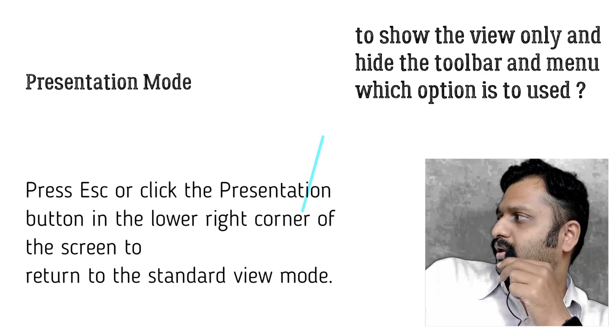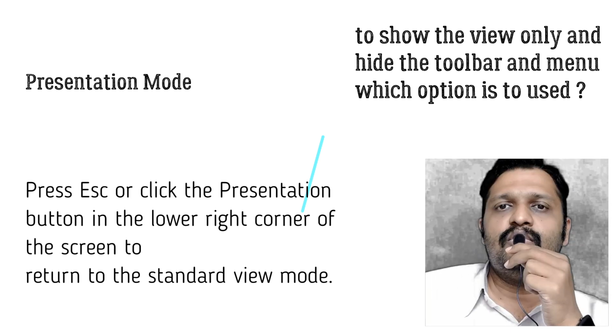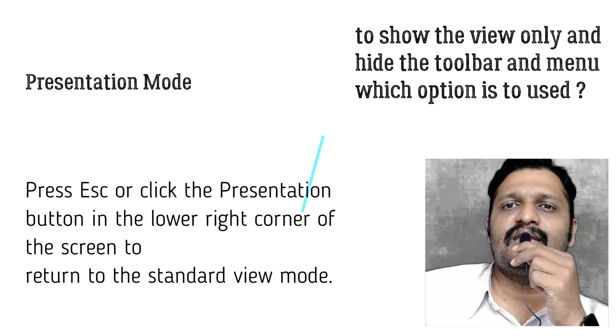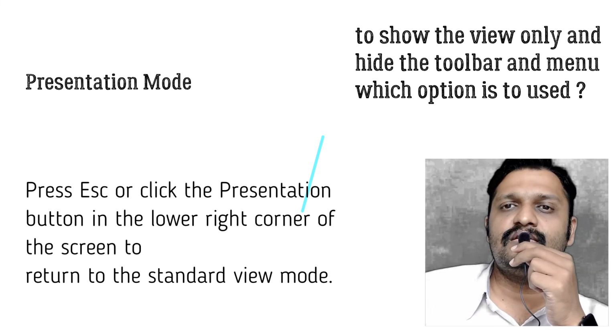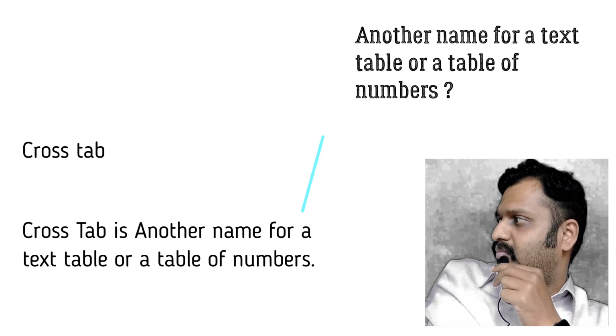Next question: to show the view only and hide the toolbar and menu, which option is used? Tableau mode, presentation mode, viewport add-ons. Press escape or click on the presentation button in the lower right corner. The screen returns to the standard view mode. Next question: another name for a text table or a table of numbers is crosstab.